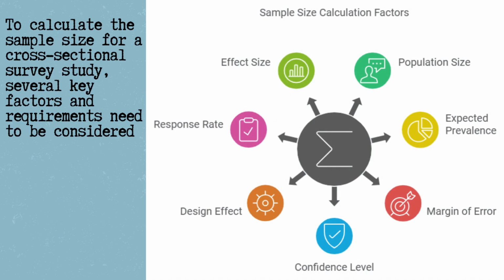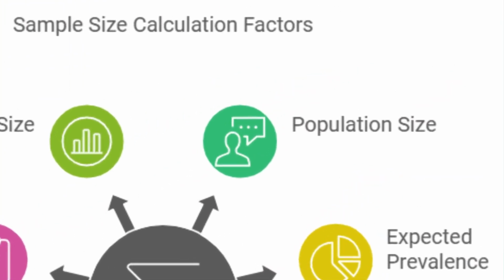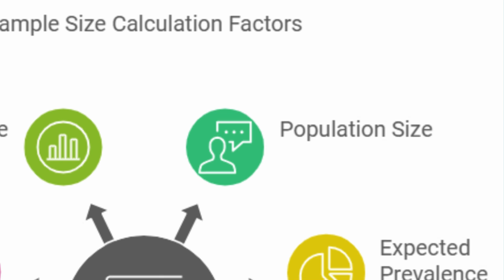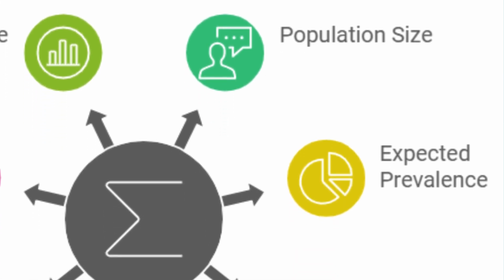To calculate the sample size for a cross-sectional survey, several key factors must be considered. Start with the population size, which represents the total number of individuals in your target group. If the population is large or undefined, a general approach can be used. Next, the expected prevalence or proportion estimates the percentage of individuals showing the characteristic of interest, often set to 50% if no prior data exists.